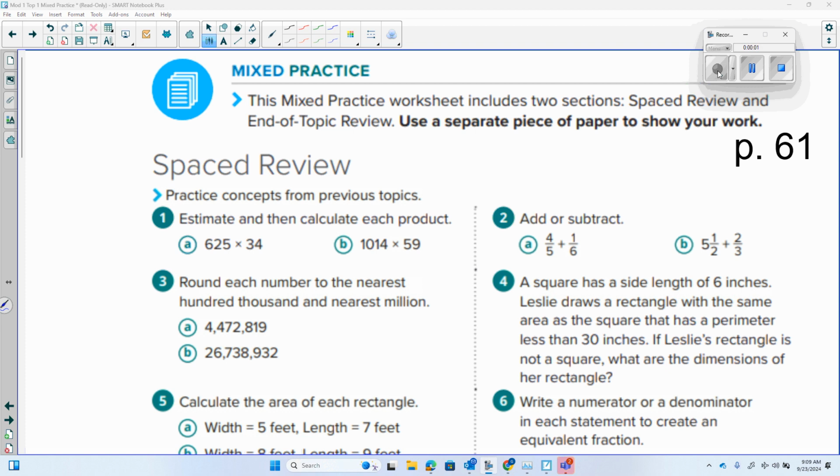And today's lesson is going to be a little bit different because we actually finished all the lessons in the first topic. That means we're ready for the end of topic test. So every time we get to a big test, like the one that you're going to be taking on Thursday or Friday, Derby Day, we are going to give you a practice test. So the practice test is page 61 and 62 in your books.